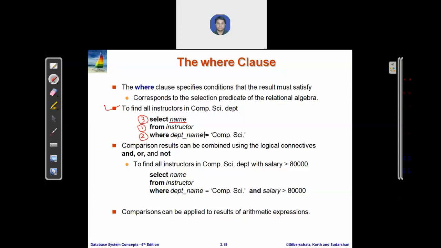This is the general form of how an SQL query executes. In the where clause, you can apply logical connectives or logical operations like and, or, not. Like here you can see the next query. Here I find the name of all the instructors of the computer science department whose salary is greater than 80,000.